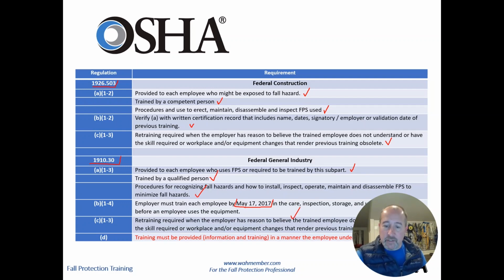Retraining requirement is the same, but general industry included this, which is kind of interesting. Training must be provided. So the information, the academic, and then the exercises, the actual training, in a manner that the employee understands. So if there are language barriers, there's learning barriers, the training has to be delivered in such a manner that the trainee or the employee understands it.